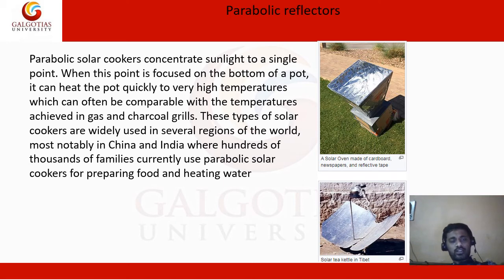And others are large enough to feed thousands of people each day, such as a solar bowl at Auroville in India, which makes two meals per day for 1,000 people. So you can see a solar oven made of cardboard, newspapers, and reflective tape, and the solar tea kettle in one of the places where the tea is being prepared by the use of solar energy.